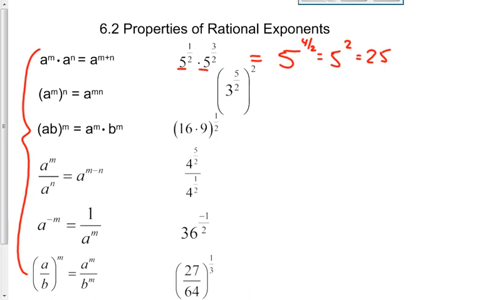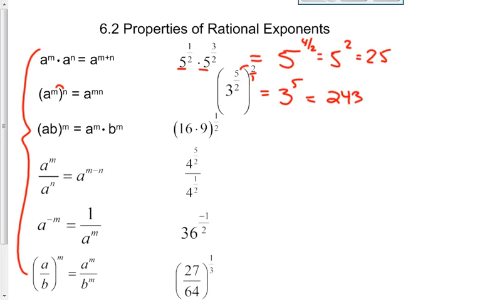The next one is the power to a power property. We're going backwards. This is the multiply rule right here. A raised to the m times n. This example over here, 3 raised to the 5/2 and then again raised to the second power. We're going to multiply 5 over 2 times 2 over 1. The 2's will cancel. You're left with 3 to the 5th. And if you can remember your flashcards, 243.